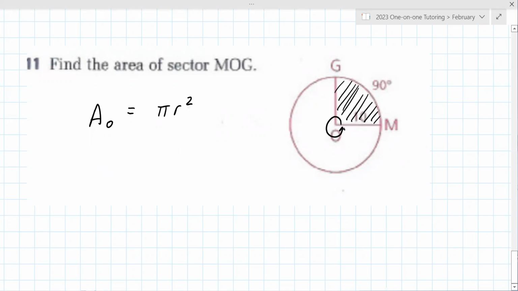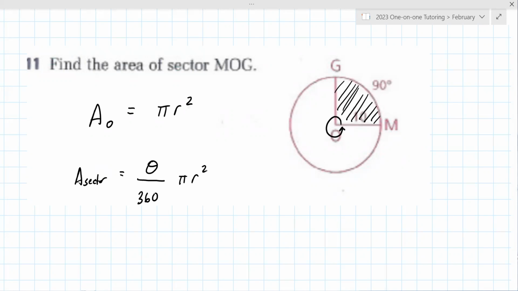Right. So how much are you going around? How much of the circle are you going around when it's 90 degrees? A quarter. So you're going around the angle divided by 360 times pi r squared, which is still a quarter, but you don't have to necessarily do it.